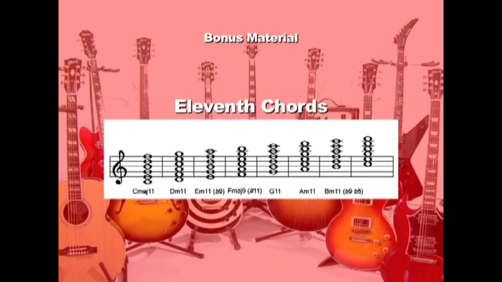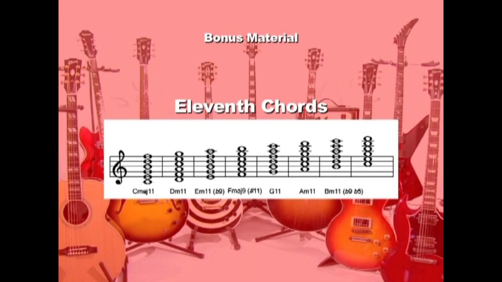The four chord creates an F major 9, sharp 11: F, A, C, E, G, B. The five chord is a G 11th: G, B, D, F, A, C. It is often altered to a G 9, sharp 11: G, B, D, F, A, C sharp.